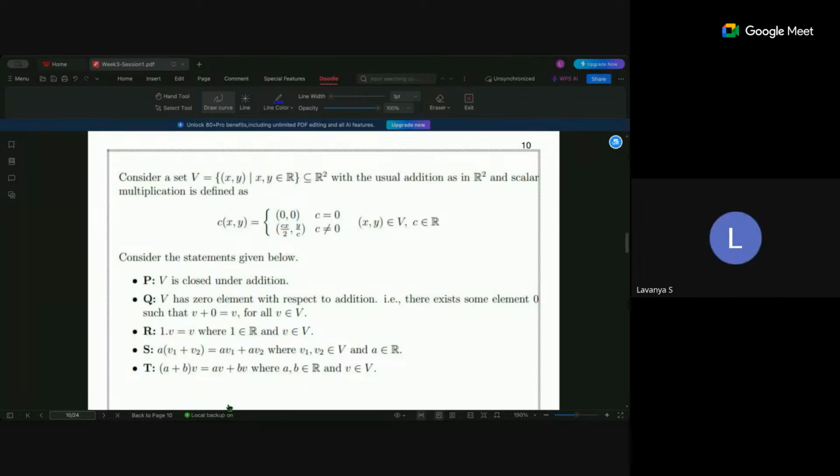Okay, so let's continue. Have you figured it out? All properties are true, ma'am. Ma'am, I feel P, Q, and S are correct. Only P, Q, and S. Okay, so P, Q, and S.